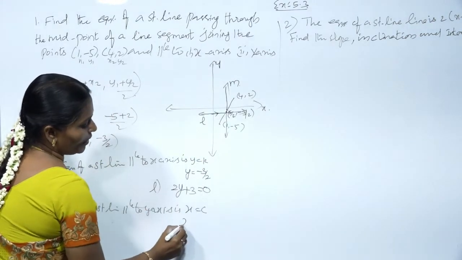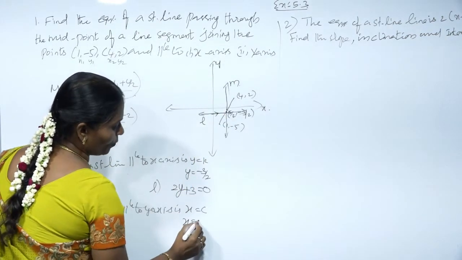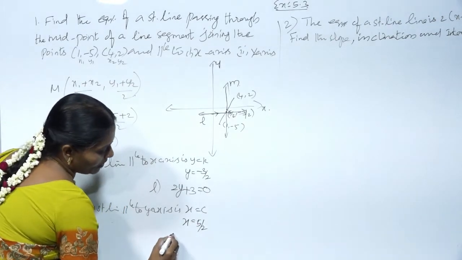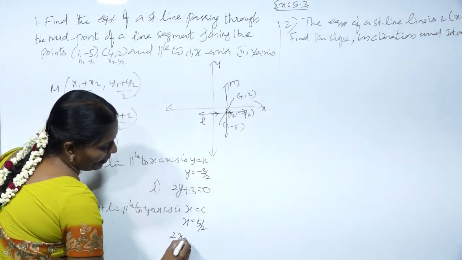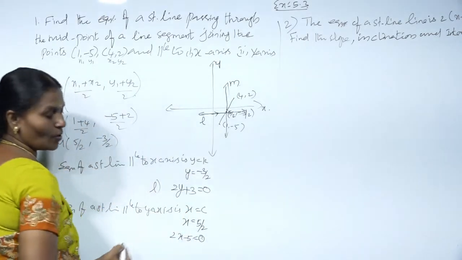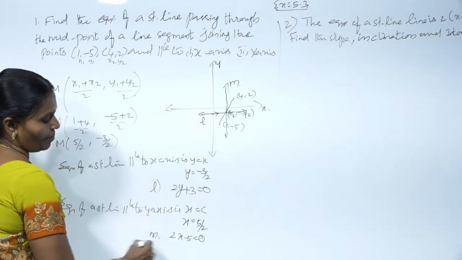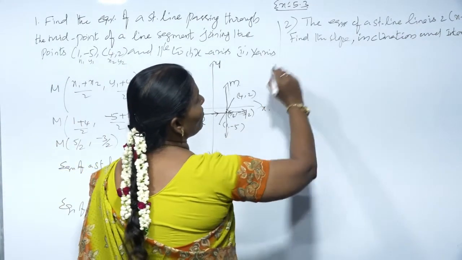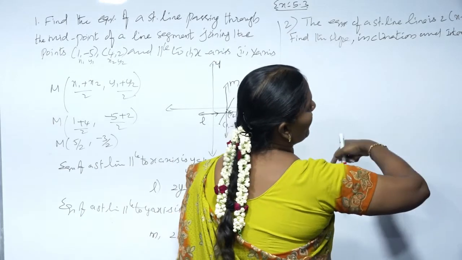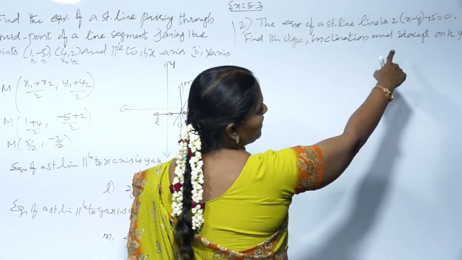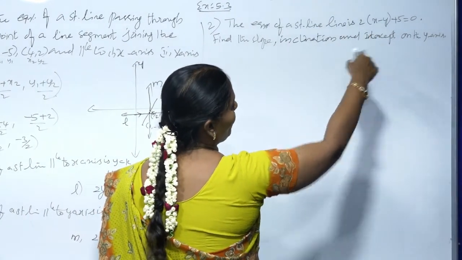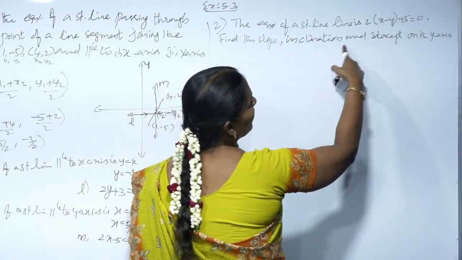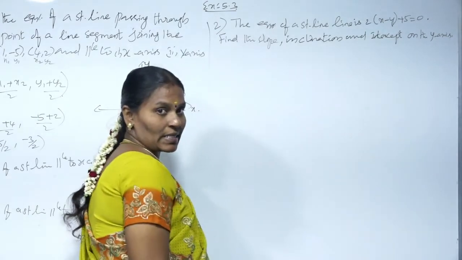Here the intersecting point is (5 by 2, minus 3 by 2). What is the x coordinate? The x coordinate is 5 by 2. So x is equal to 5 by 2. Now what is the general form? 2x minus 5 is equal to 0. So this is the equation of line m. Understood, children? Now we see the second question. The equation of a straight line is 2x minus y plus 5 is equal to 0. Find the slope, inclination angle and intercept on the y-axis.